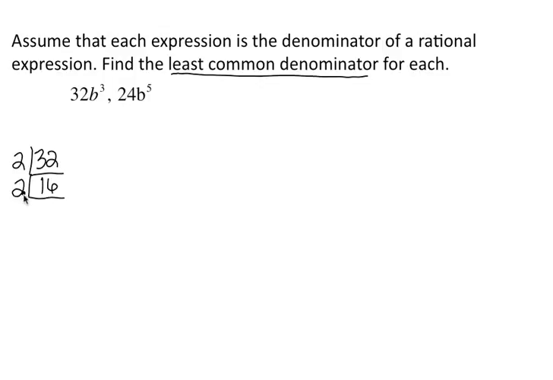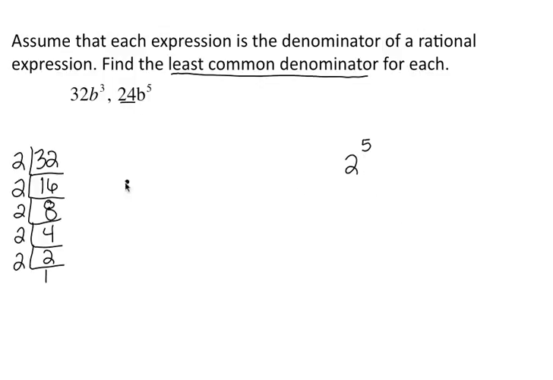So 16 divided by 2 is 8. 8 divided by 2 is 4. 4 divided by 2 is 2. And 2 divided by 2 is 1. When you get to 1 at the bottom, then you're done doing the prime factorization. So the prime factorization for 32 is 2 to the 1, 2, 3, 4, 5. So we get 2 to the 5th power.